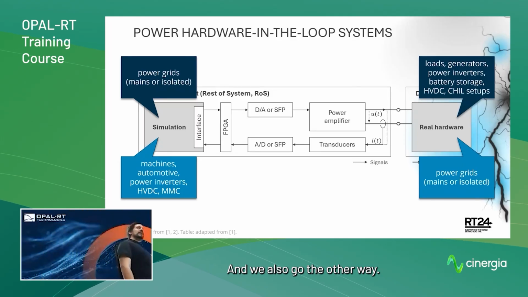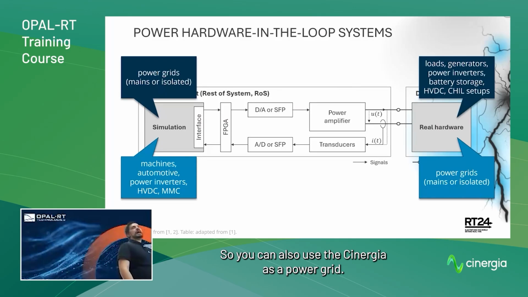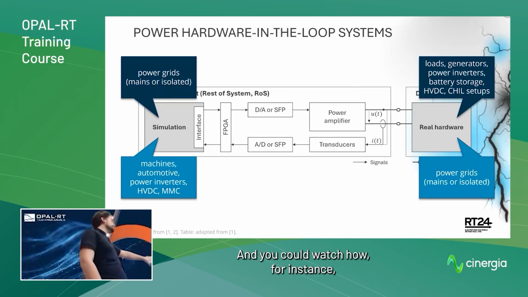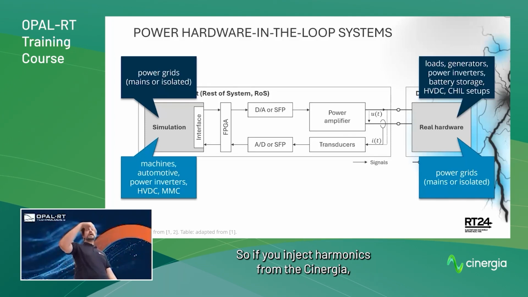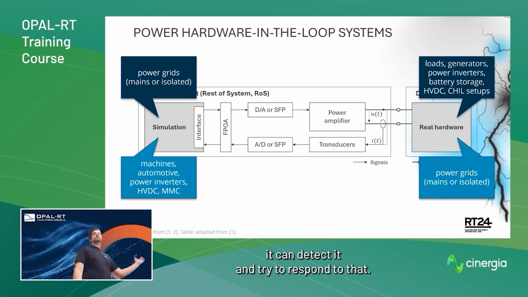We also go the other way. So you can also use the Cinergia as a power grid, and you could watch how, for instance, people use AI monitoring or other advanced monitoring. So if you inject harmonics from the Cinergia, it can detect it and try to respond to that.